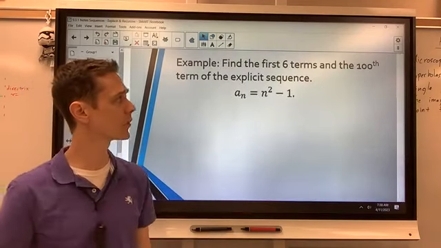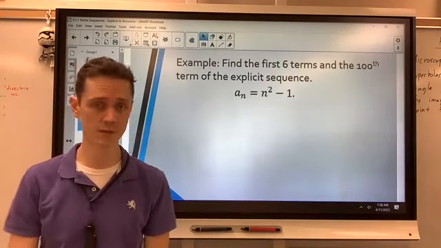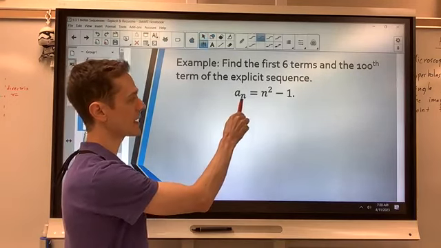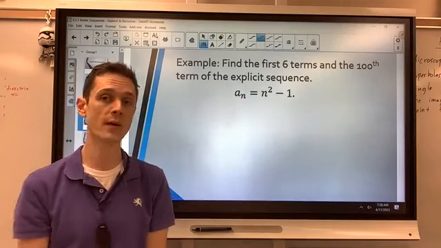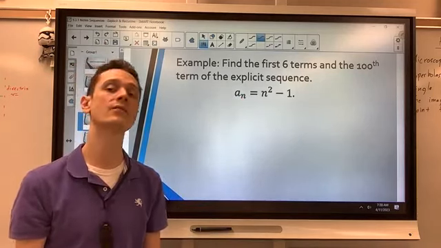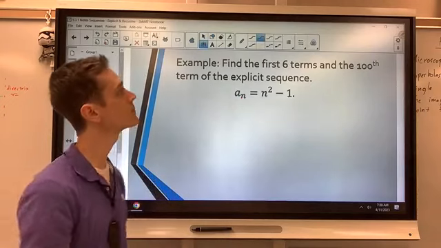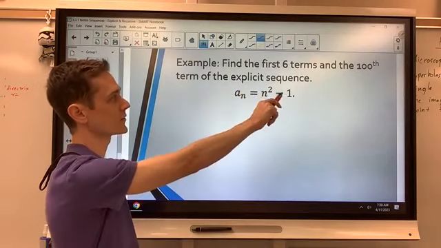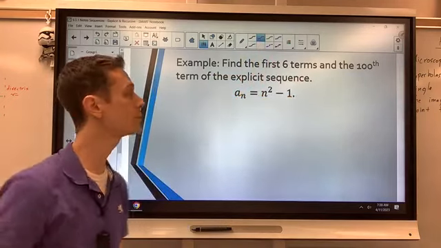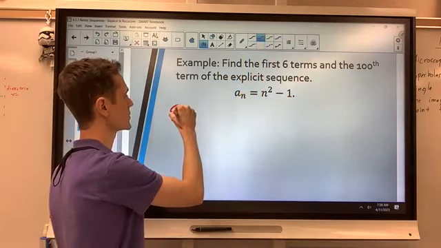Here's the type of formula you will have for an explicit sequence. Now the a sub n here, the idea is that n is going to represent which term in the pattern we're looking for. So if n is 1, then we're looking for the first term in the pattern. If n is 2, we're looking for the second term, etc. So this question is asking me to find the first 6 terms, and then they want me to jump ahead and find the 100th term in the pattern. So to find the first few terms, let's start with that.